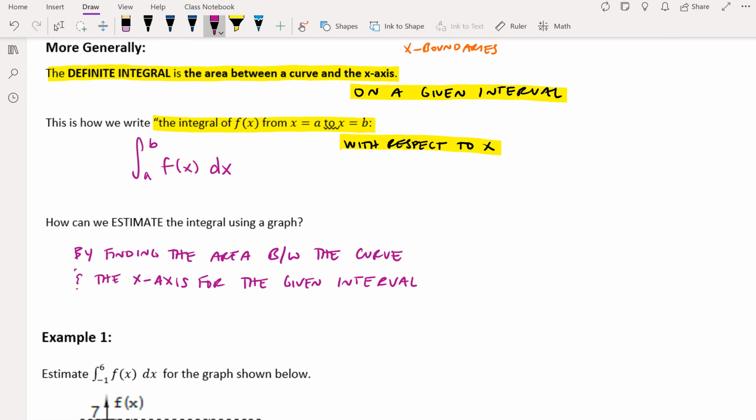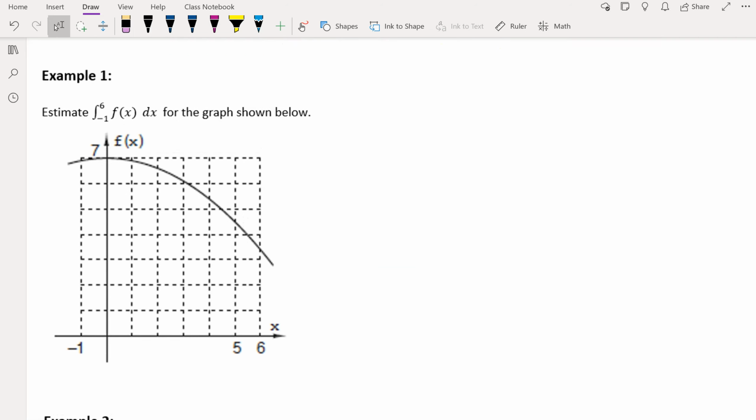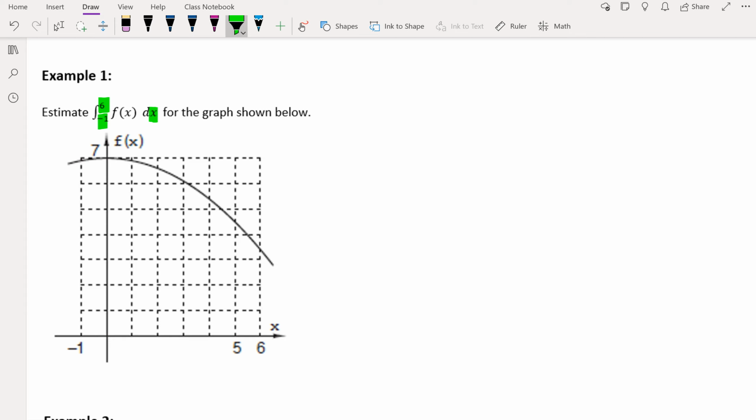Okay, now let's actually do some integrals. Here we go. So here's our first example. Estimate the integral from -1 to 6 of f of x with respect to x for the graph shown below. Okay, first things first, you gotta look at your boundaries. We are going from -1 to 6. Those boundaries are x values. So -1 to 6 is where we are estimating the integral on. And then how do we find the integral? Like we've said, we find the area between the curve. Here's the curve.